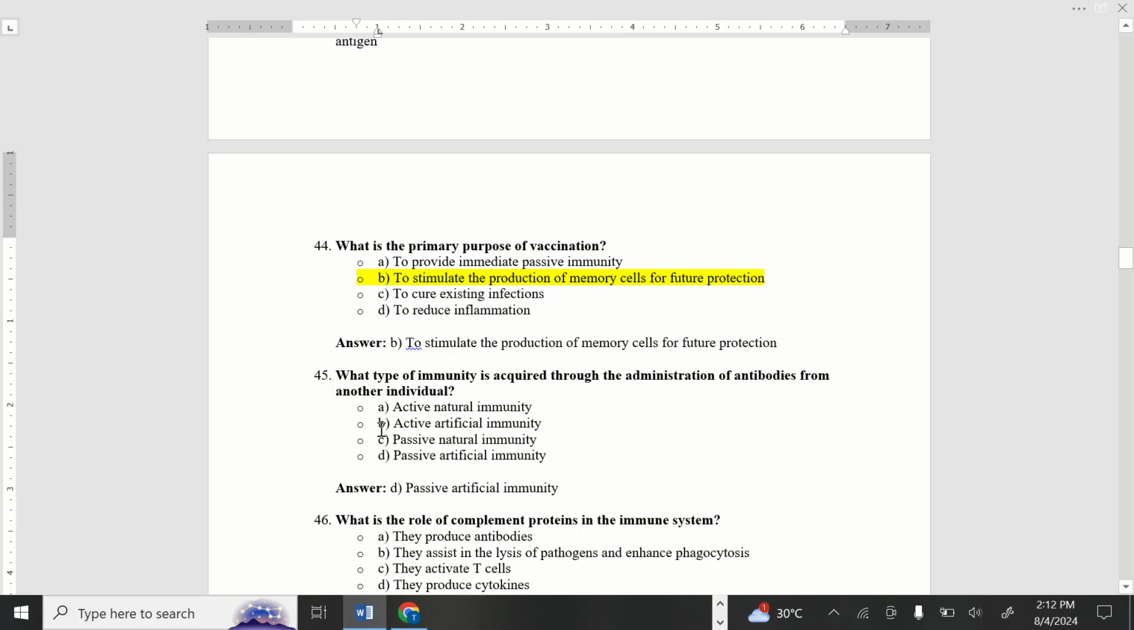The next MCQ is: what type of immunity is acquired through the administration of antibodies from another individual? A. Active natural immunity. B. Active artificial immunity. C. Passive natural immunity. And D. Passive artificial immunity. So the correct option is D. Passive artificial immunity.